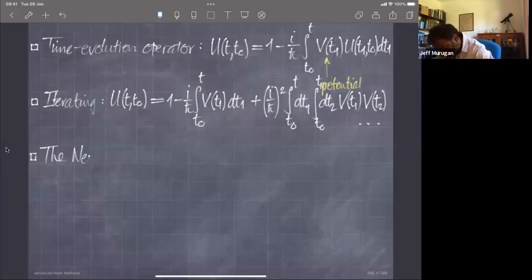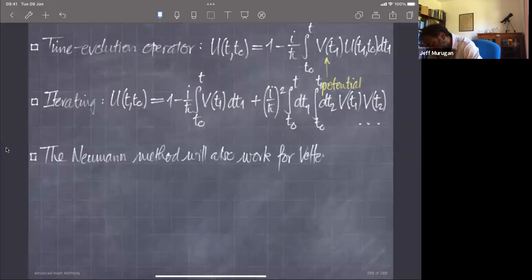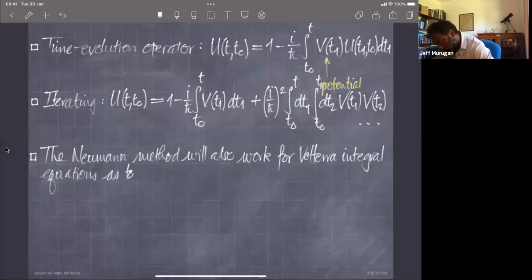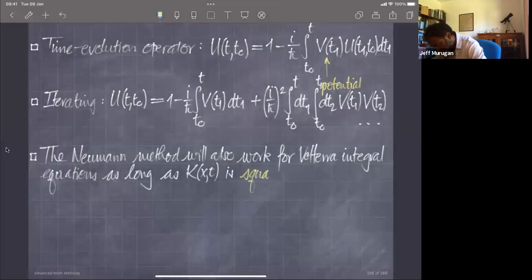The Neumann method will also work for Volterra integral equations as long as k of x and t is square integrable.